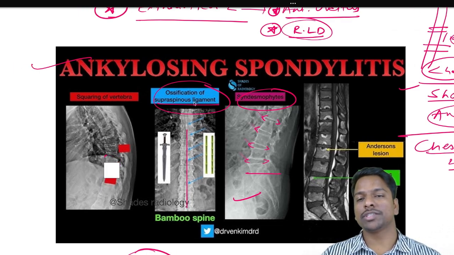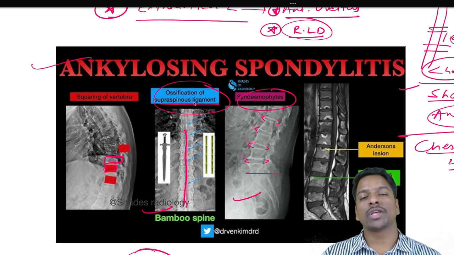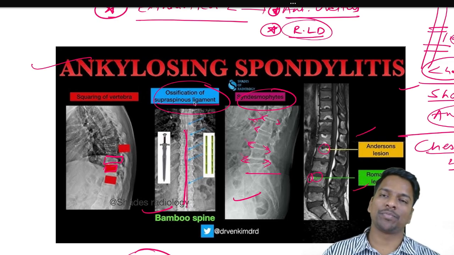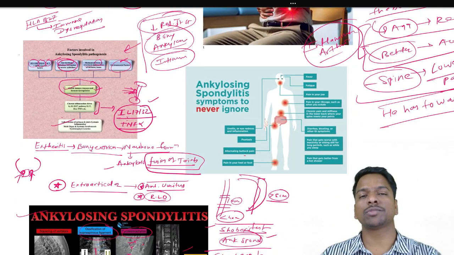As you can see, there is a squaring of the vertebrae over here. This red square is there. Along with that, this kind of bamboo spine is appearing over here. There are some syndesmophytes because of the bony ankylosis. You can see the syndesmophytes, and this type of lesion can also be seen. Just in between the vertebrae we have Andersson lesions, and at the end along the lamina we have Romanus lesions. So these are the features of ankylosing spondylitis.